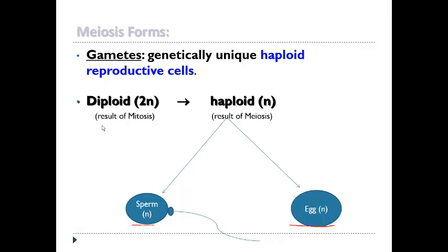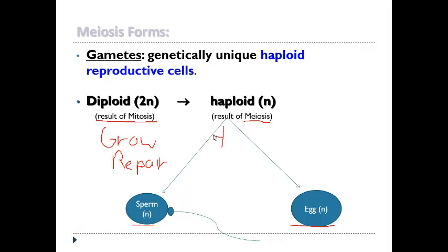So once again, diploid cells are a result of mitosis. This is more for growth and repair, so we're looking at growth here when you grow from a child to an adult, and also repair. If you get hurt, you are going to grow new cells to fix your body and maintain it. On the other hand, haploid cells are produced by meiosis, and those are like sperm and egg.